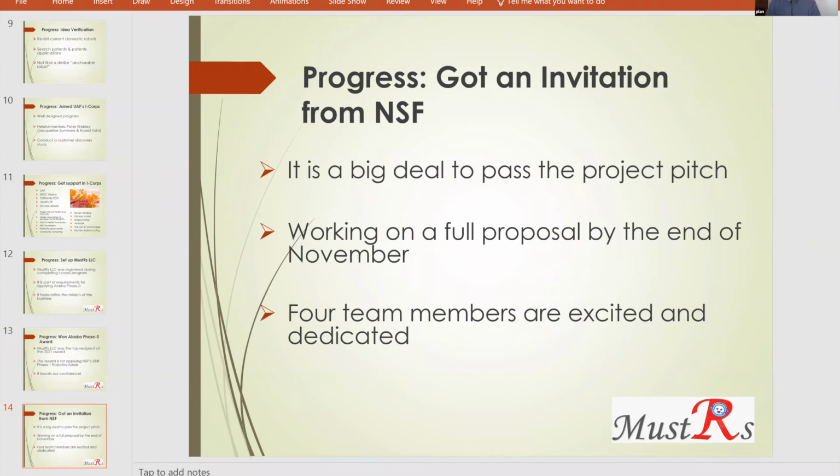Then another thing is that we got support. We produced a proposal and submitted it to the National Science Foundation for the project pitch. The National Science Foundation is very picky, and they only give very limited money. I think at this moment, no Alaska companies have been selected in the robotics program. We submitted our project pitch, and it was accepted by the National Science Foundation. Now they ask us to submit the full proposal. So currently we are working on the full proposal.